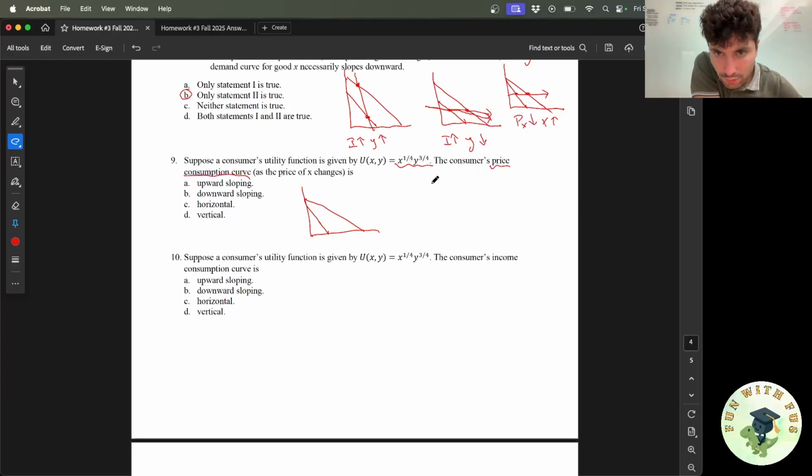And I want to know what dx/dpx is and dy/dpx is. So since we know that they follow the law of demand, I know that this is an inverse relationship, that as I increase the price of X, or as I decrease my price of X, I'm going to buy more X. So we're going in this direction, that we're definitely going to buy more X.